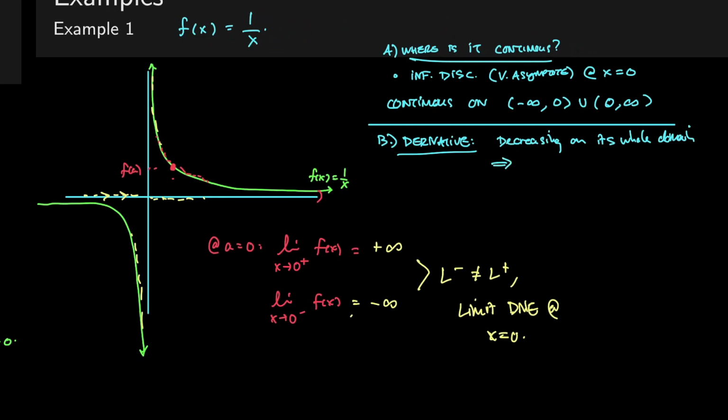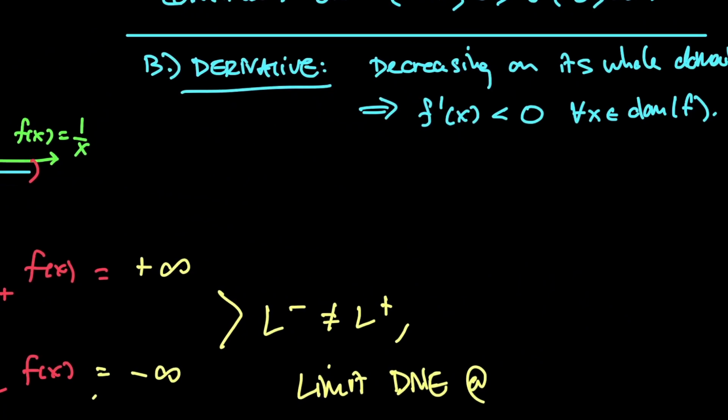which means what about f prime of x then? F prime of x must be less than 0 for all x in the domain of f. I'm just using this fancy notation because I'm running out of room. But for all x in the domain of f, f prime must be negative. So how can we confirm this with what we know about f of x?